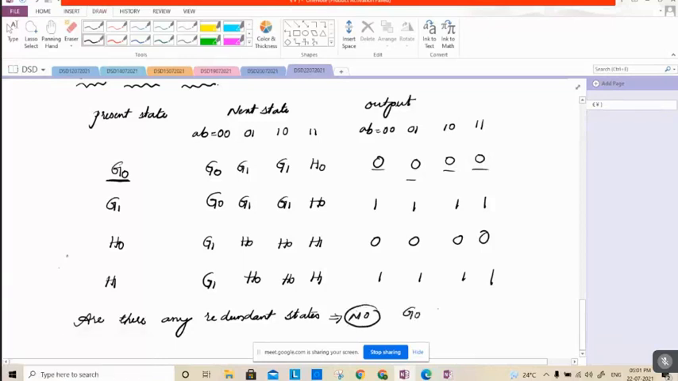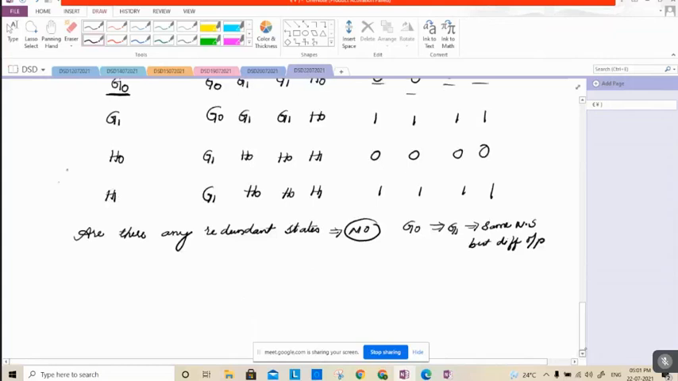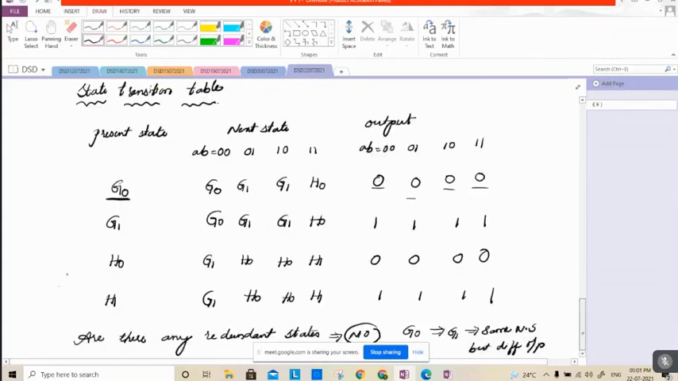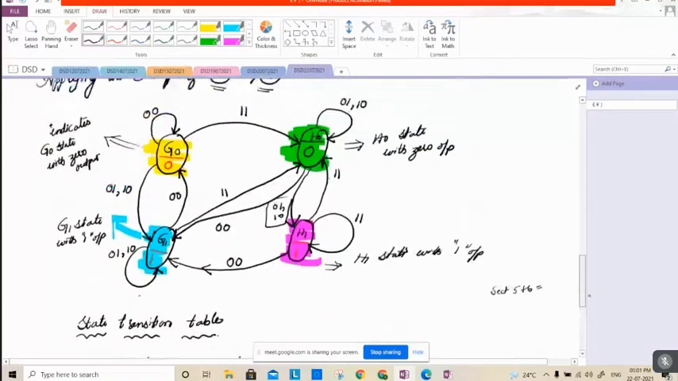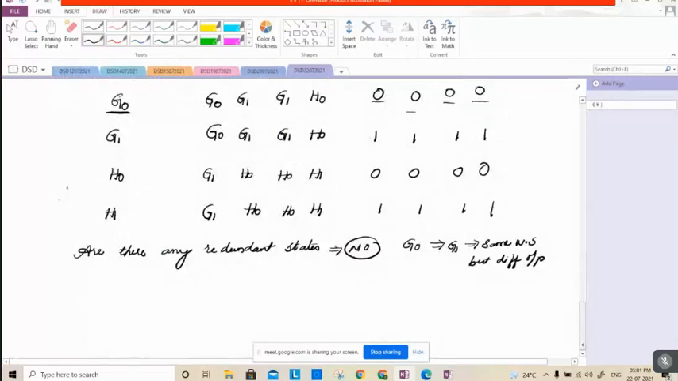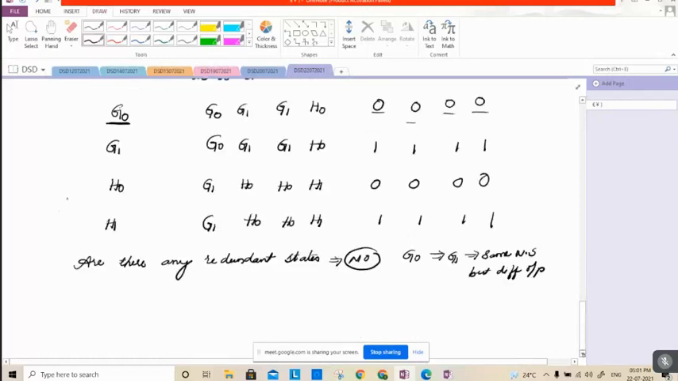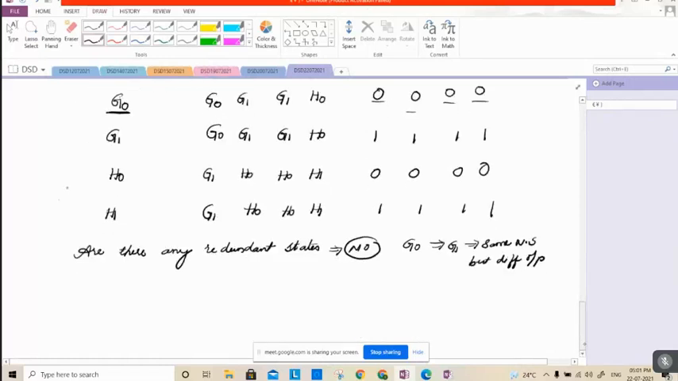Why? Because G0 and G1 are having the same next states but different outputs. Same next state, but different outputs. From the state diagram, the next states are the same for G0 and G1, and for H0 and H1. So same states, but only the outputs are different, and hence we are not having any redundant states.